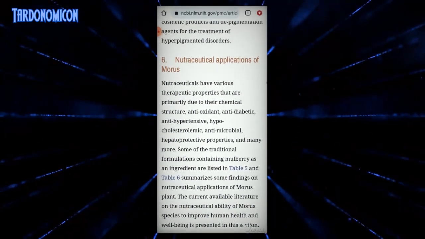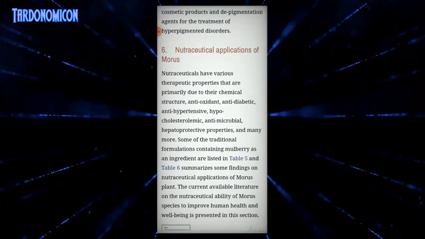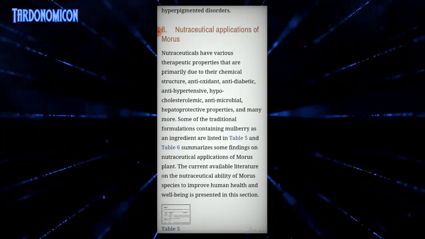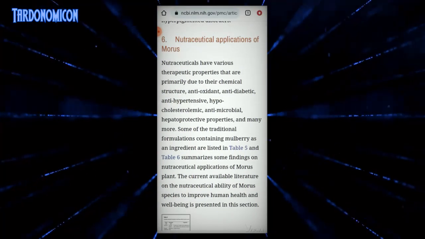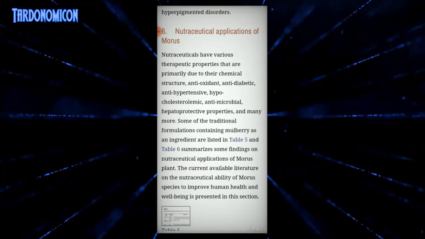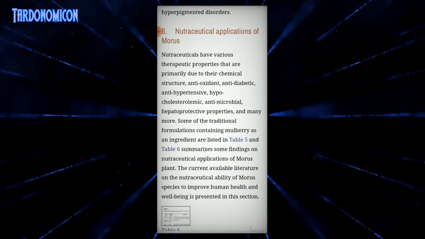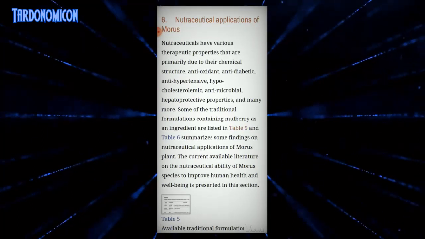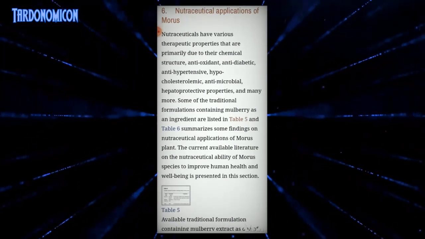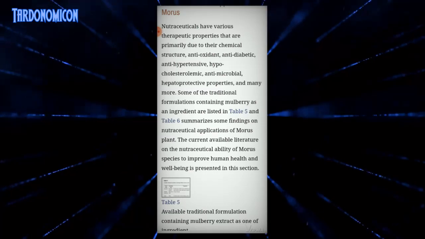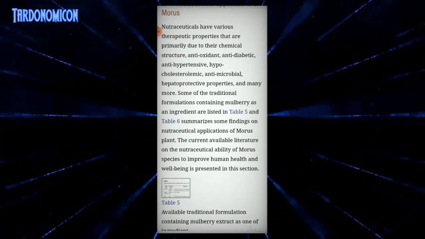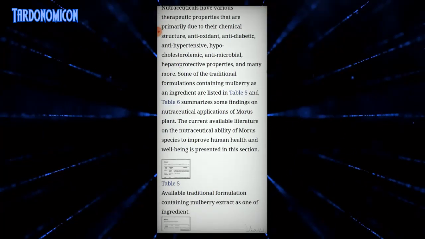So it has antioxidant properties, it quenches free radicals. It's anti-diabetic, it prevents diabetes or helps to reverse diabetes, it helps to increase insulin sensitivity. It's anti-hypertensive, which means it can help lower blood pressure. It's hypocholesterolemic, which means it can lower cholesterol. And it's antimicrobial, which means it has action against viruses and bacteria. Hepatoprotective properties, meaning it protects the liver, and many more.